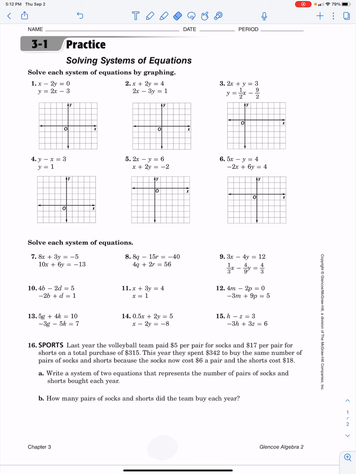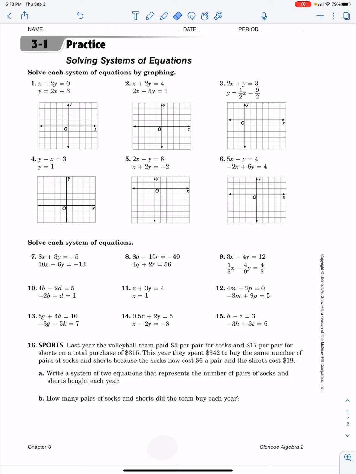Hi guys, right now I am going to be working on page 30 of the workbook, which is solving systems of equations, but this is the actual practice. I know what I assigned was skills practice, but I invited you guys back here if this is something that you need more practice on.